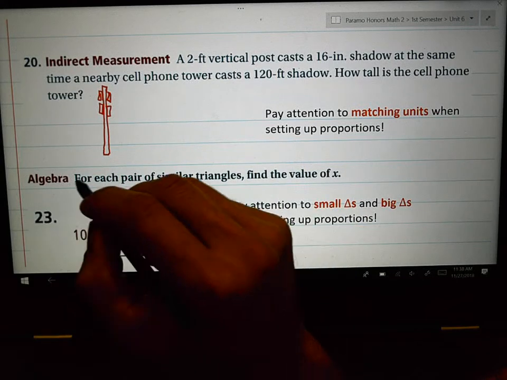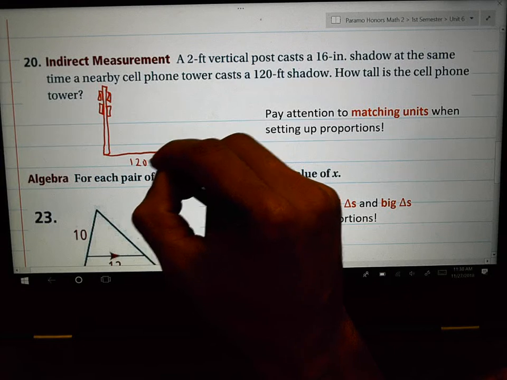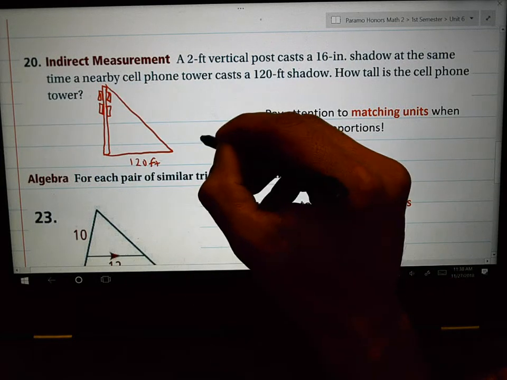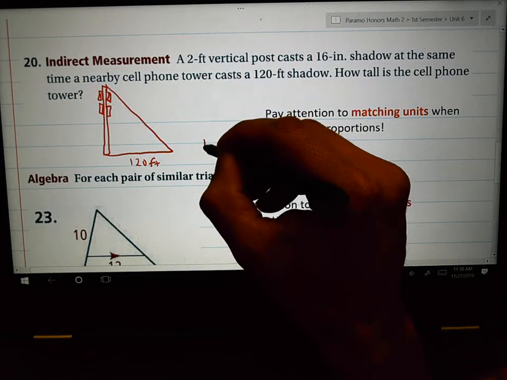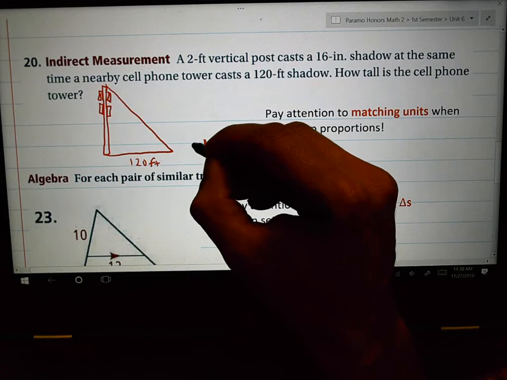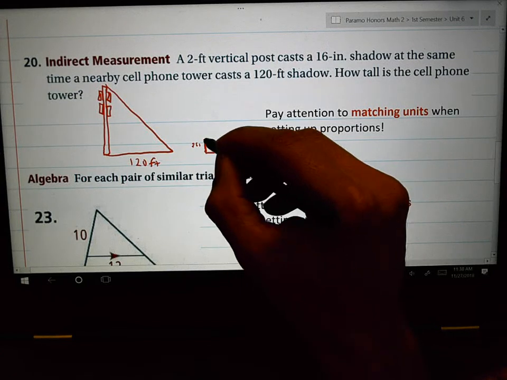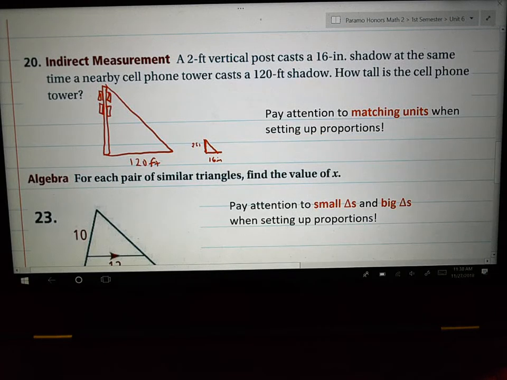There's a cell phone tower and its shadow on the ground is 120 feet long. At the same time of day, there's this little tiny 2-foot post. It must be like a bell box or something. Maybe even smaller than that. It's 2 feet tall. And it casts a 16 inches shadow.